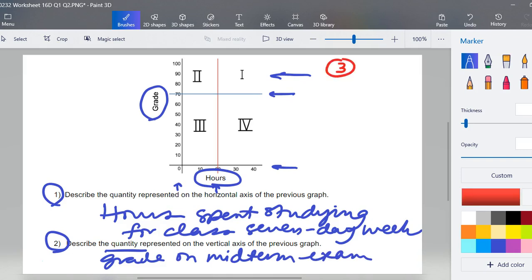There is another question, question 3, that says describe the information represented by the vertical line on the previous graph. Okay, I see what they're saying. Describe the information represented by the vertical line on the previous graph. If we look right here, we have 20 hours and we have a grade of 70. The vertical line is representing that this student studied 20 hours for the week. While we're here, let's go ahead and say that the horizontal line is that they made a grade of 70.